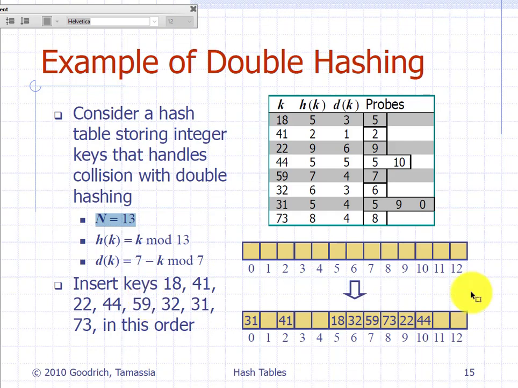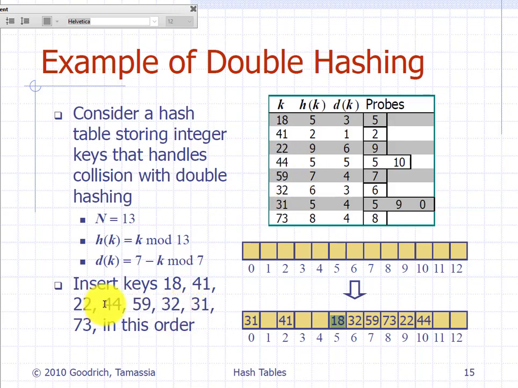So I say, well, first hash 18. Here's a little table to help you. Your k is 18. The first hash function gives you a 5. Okay, so we stop there. We then put it in index 5. So 18 will go in index 5. We look at the next one, 41. We hash it using the first hash function, and we get 2. So we put 41 in 2. Then we get 22. We hash it with the first hash function, and we get 9. No collision so far. We're going to put 22 at position 9. Then 44.